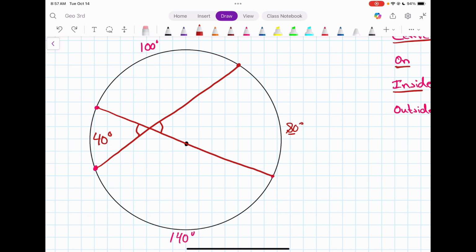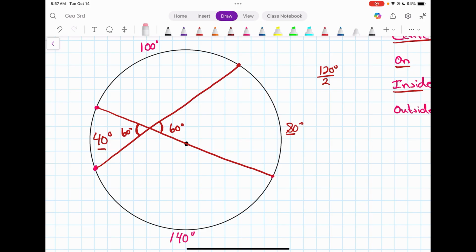Again, we know that these 2 angles here are vertical angles, so they're going to be the same size. It really doesn't matter which one we're talking about. We simply find half the sum, which means we're going to add these 2 arcs. We get 120 degrees. We're going to take half of that, dividing by 2. So you have 2 60-degree angles.